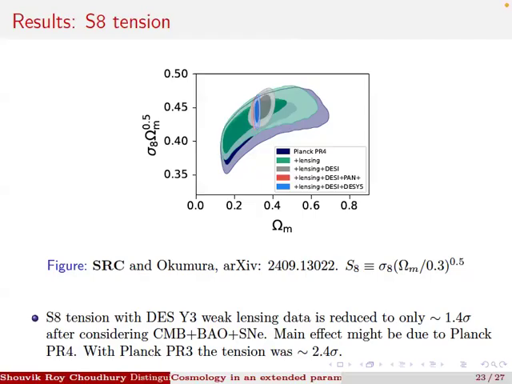So there are also other papers which are suggesting now that the tension is probably going away in the very close future. Even deep lensing is like part of systematics.